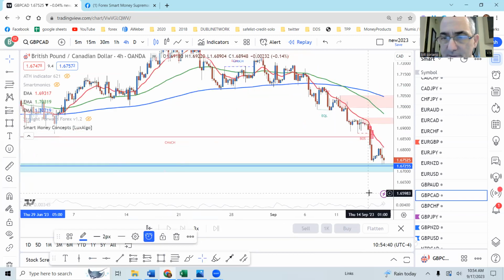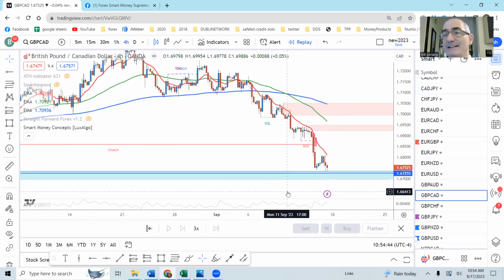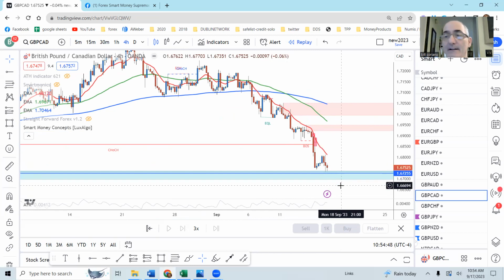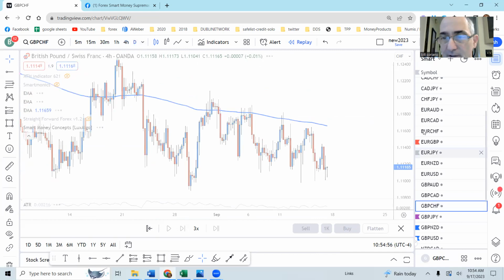Okay, so price doesn't have to move much. It's almost there right now. Okay, now if price invalidates this order block during this week, then that's probably going to give you a change of the trend on the daily chart, but we'll have to wait and see. GBP CHF.